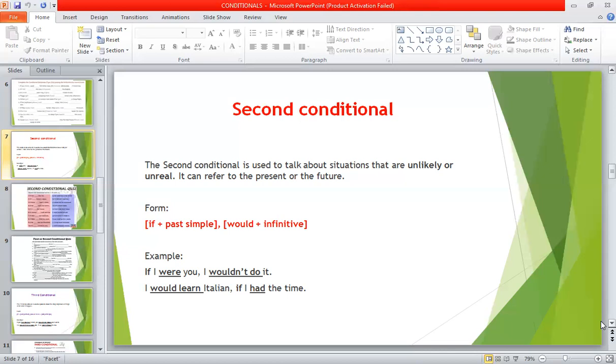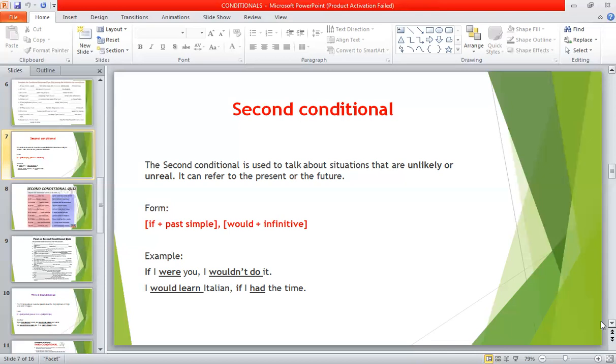Past simple in one clause of the sentence, would plus infinitive in the second clause of the sentence. If I were you, I wouldn't do it. Okay, this is unreal. I'm not you. So here we used were, past simple, and would plus infinitive. Of course here the meaning is negative, so I wouldn't do it.